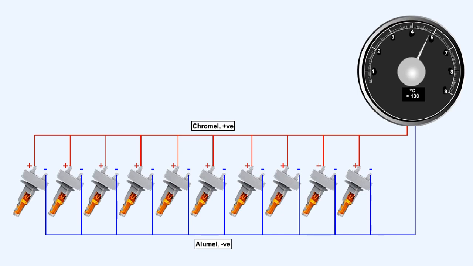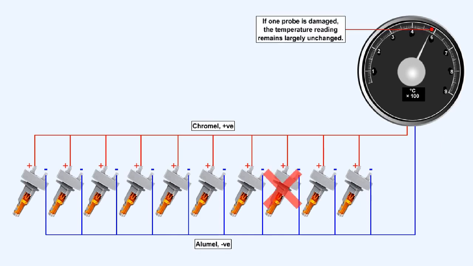The probes are connected electrically in parallel. Their output is thus the average of all of the probes. Connecting the probes in parallel has the added advantage that if one probe is damaged, their electrical output, and therefore the temperature reading on the gauge, is virtually unaffected.